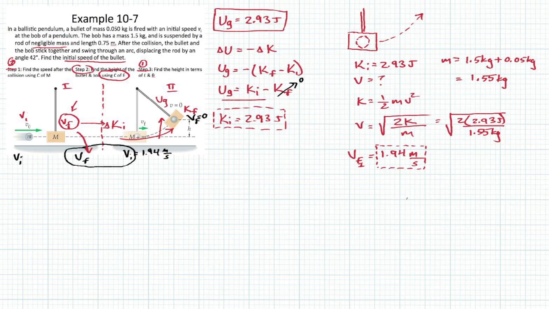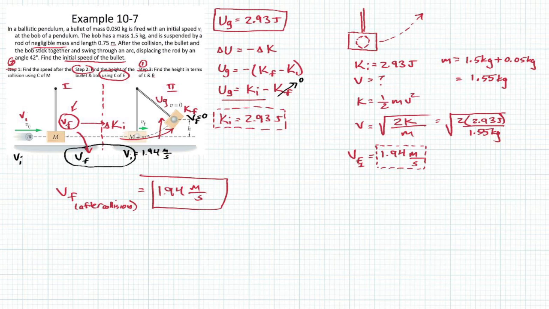In fact, you know what? I shouldn't have just dotted that. I'll just draw a box around it. V final, and if you want to write after collision, if that helps. I know that's kind of bulky, but V final after collision, that's 1.94 meters per second. Let's definitely put a box around that. That was our goal for this video, to find this final velocity after they collided.